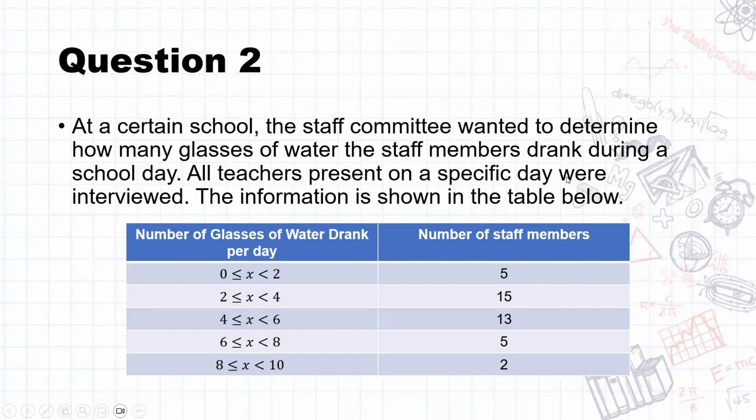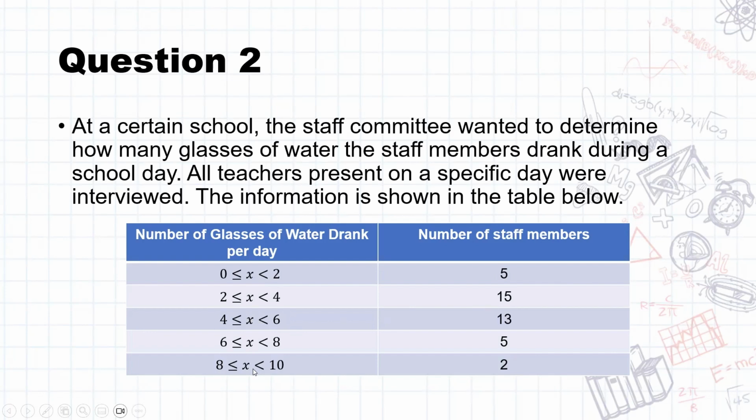Now, question 2 says, at a certain school, the staff committee wants to determine how many glasses of water the staff members drank during a school day. All the teachers present on a specific day were interviewed, and the information is shown in a table below. So what they're saying is teachers who drank between 0 and 2 glasses of water a day, there were 5 of them. There were 15 who drank between 2 and 4, and 13 who drank between 4 and 6, or 4 and 5 glasses. And this one is 6 and 7 glasses.